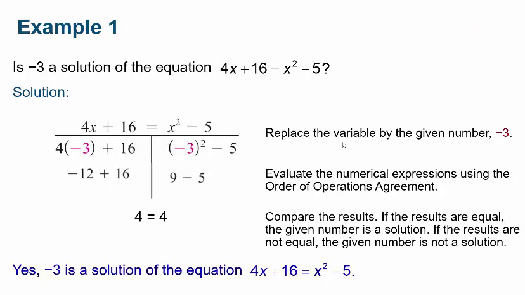Alright, so let's try this problem. Is negative 3 a solution to the equation 4x plus 16 is equal to x squared minus 5? Well, all you're going to do is take the negative 3 and plug it in for the variable. So 4 times negative 3 is negative 12. Negative 12 plus 16 is 4. Over here, negative 3 squared is 9. 9 minus 5 is 4. So the results are the same. So yes, negative 3 is a solution of this equation.